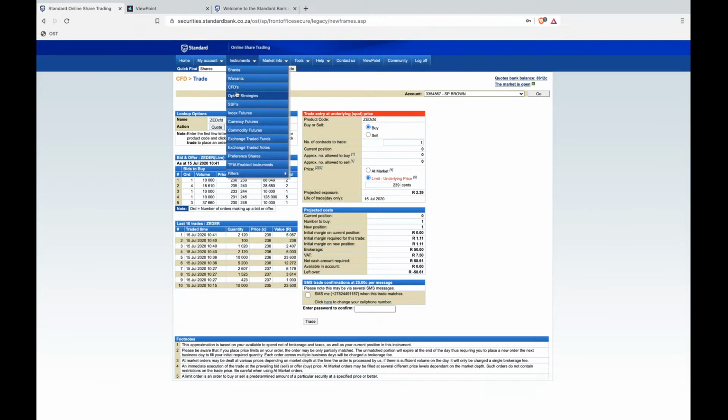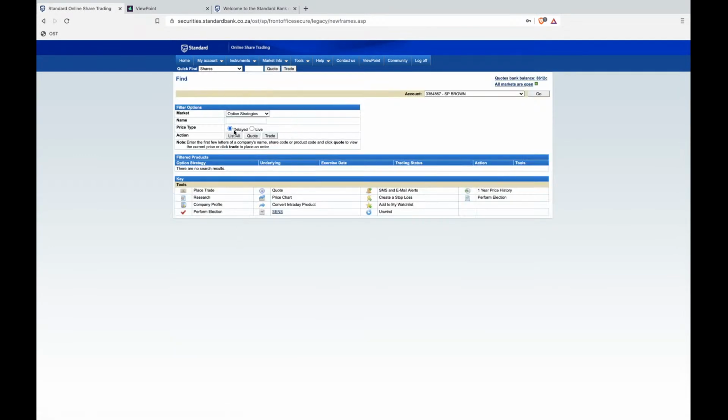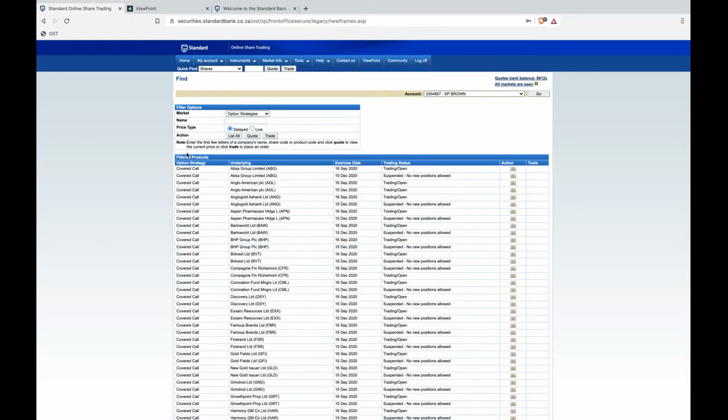More instruments. So let's go back to option strategies. I'm wondering what it's going to show me here. It should show me the stocks that I can do it on, where essentially you can sell call options to Standard Bank. They are a very complex product. Make sure you very much understand them.